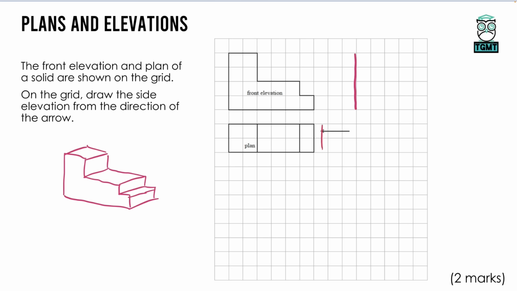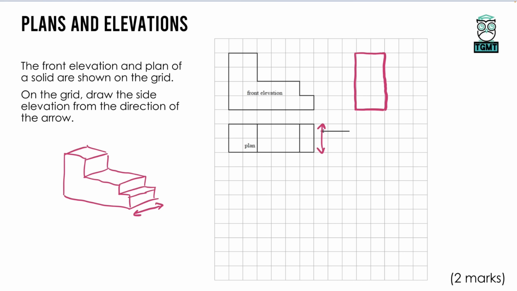Now we can see here from this particular side that we're looking at it, that is this particular length just there. And you can see that's 2 squares along. So from the side, we would see those 2 squares, and then it would just be a rectangle. So it's the same height as the front elevation. We've got our rectangle drawn.